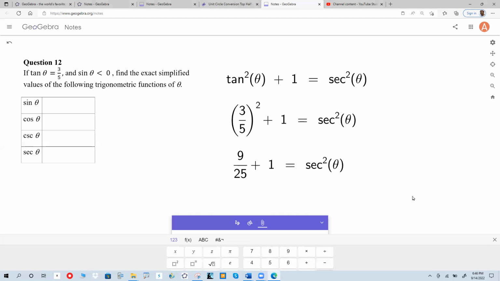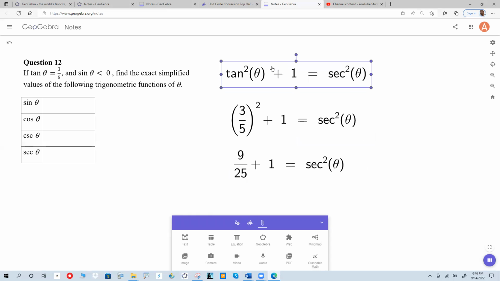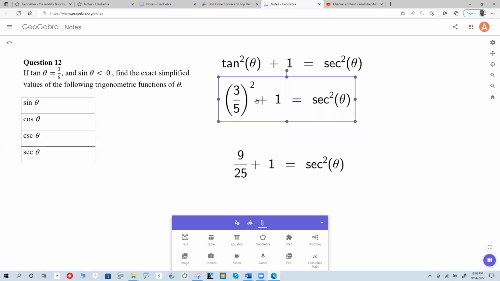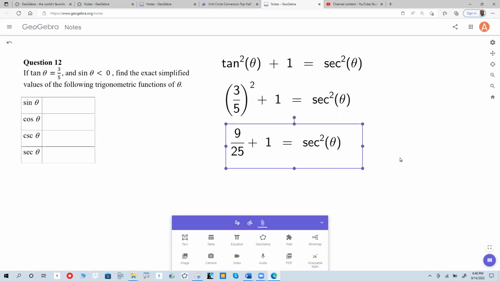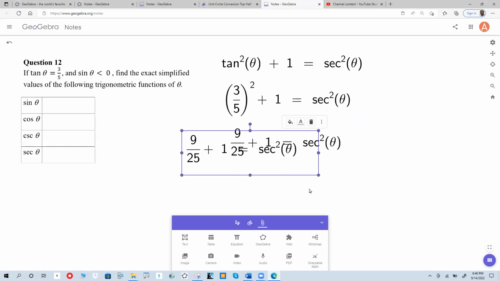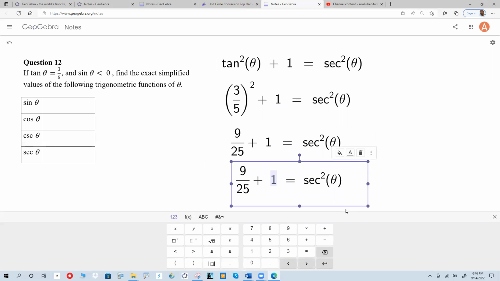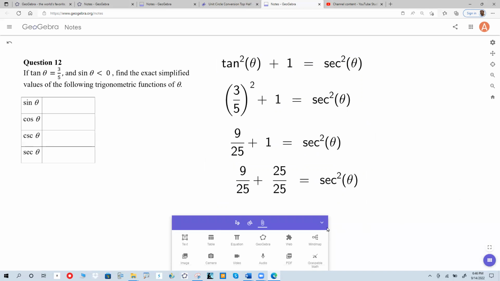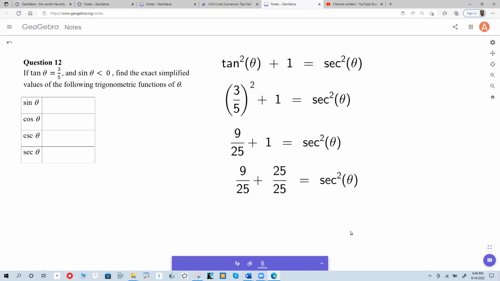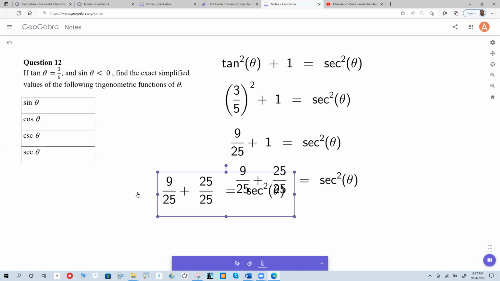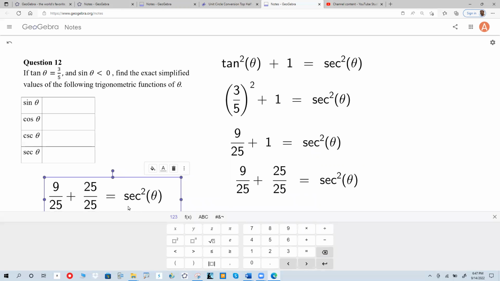I'm going to write it as follows. Need a little bit of room, so I'm going to push things this way. Now, I'm going to show you this step, but you really want to know this by now. I'm going to write 25/25. Now, when you have the same denominator, what do we do? We add the numerators. 9 plus 25 is 34.